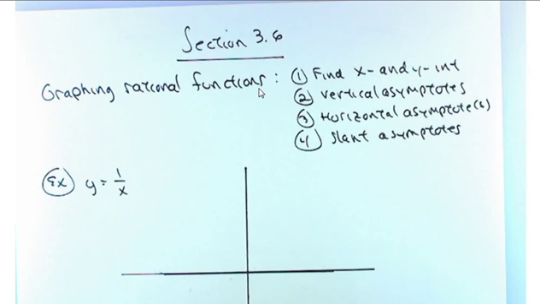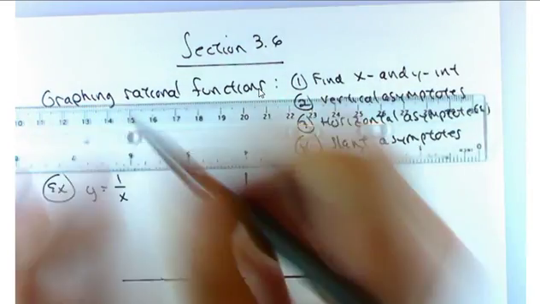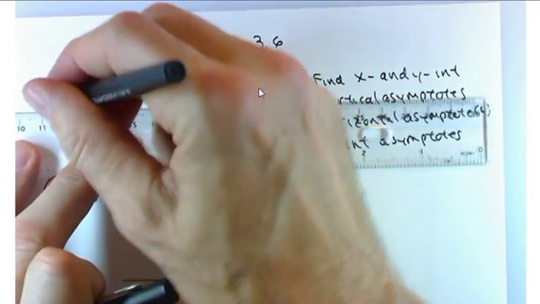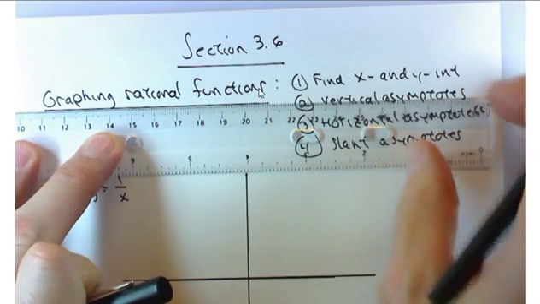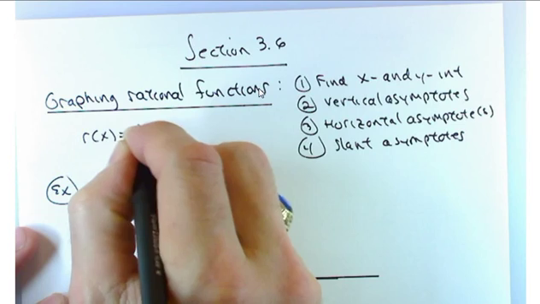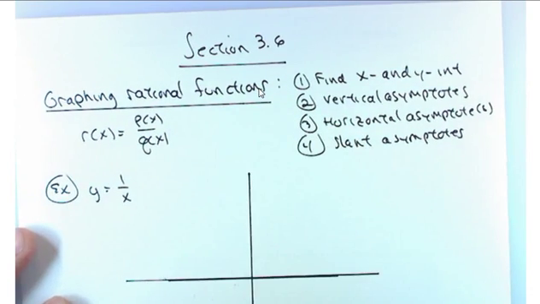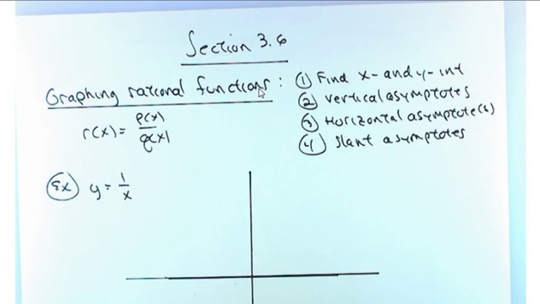In section 3.6, we're going to work on graphing so-called rational functions. Rational functions are the ratio of two polynomials. We'll call it r of x equals p of x over q of x. So p of x and q of x are both polynomials, and you're going to divide those two and get some kind of a rational function.